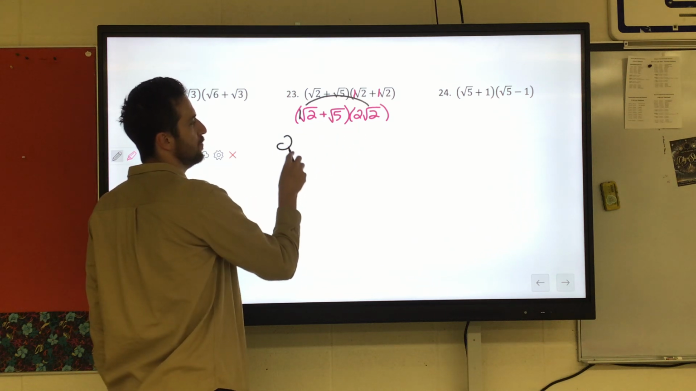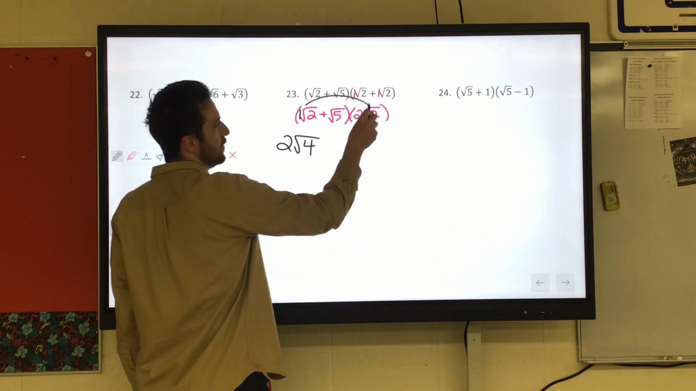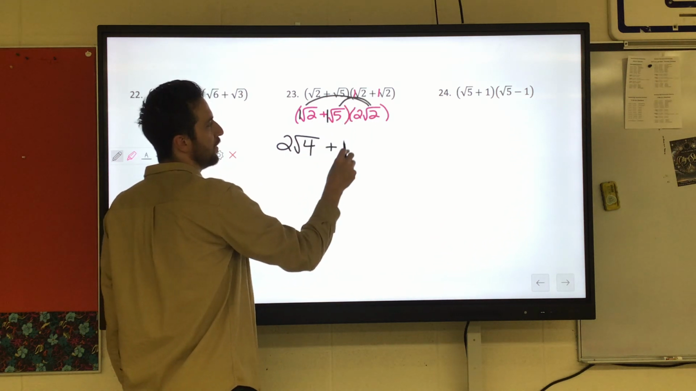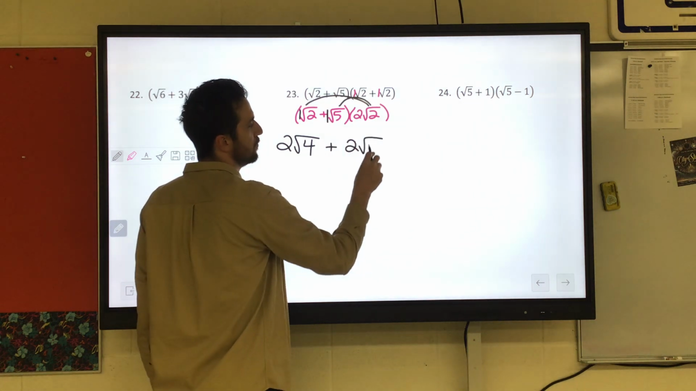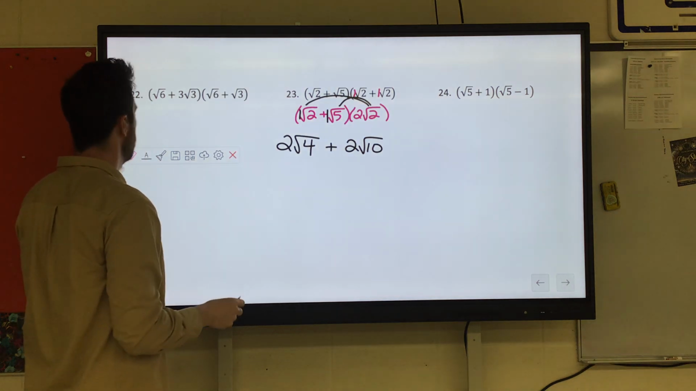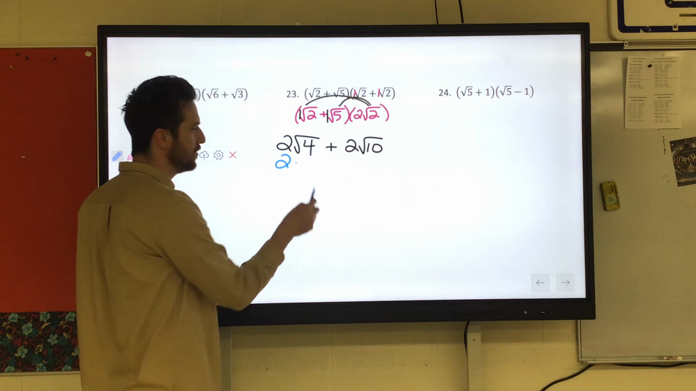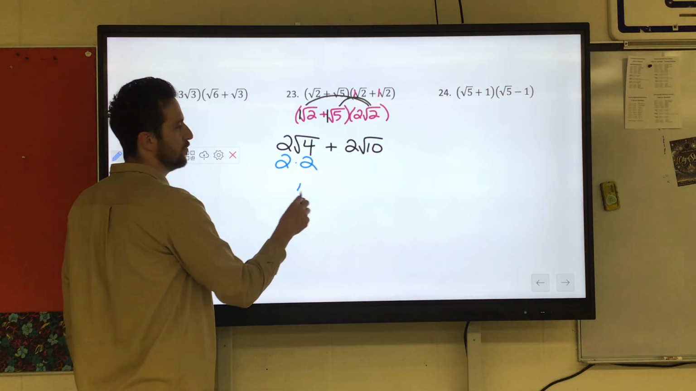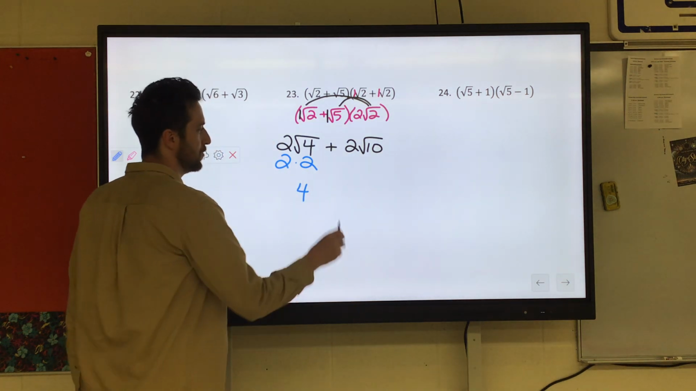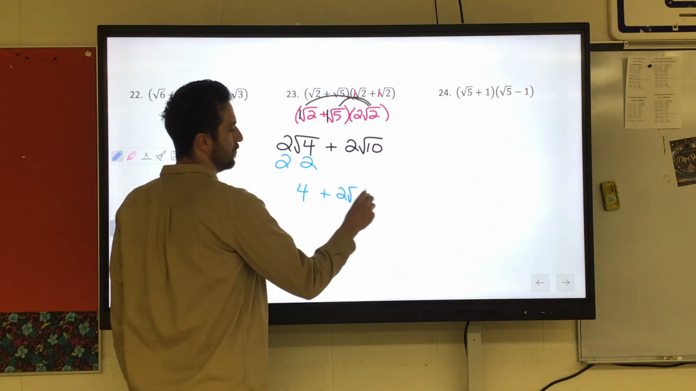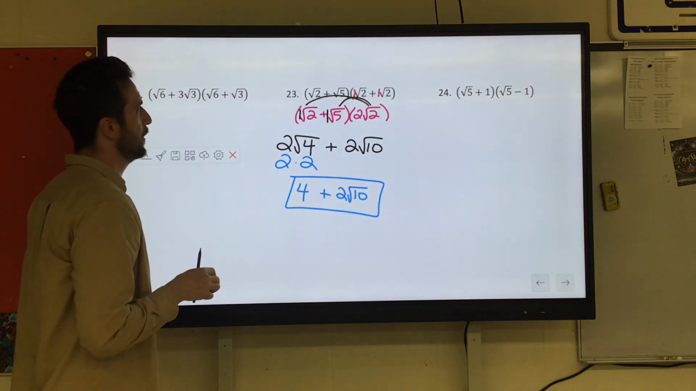2 times 1 is 2. In the radical, 2 times 2 is 4. Now we got to do 2 root 2 times 1 root 5. Well, 2 times 1 is 2. In the radical, root 2 times root 5 is root 10. And we're having fun. 2 times the square root of 4, that's 2. And then 2 times 2 is 4. Are there any perfect squares left in 10? Nah. So we'll just bring it down. Plus 2 root 10. So much fun with radicals.